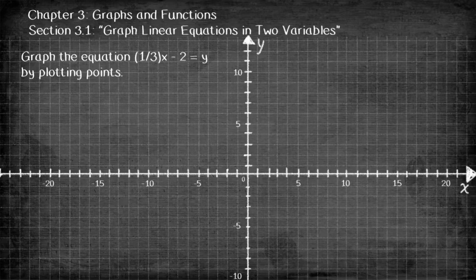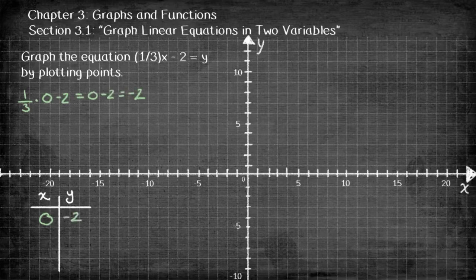Here we have another example. 1/3 x minus 2 equals y. So as I said before, 0 is always a good one to pick for x because anything times 0 is 0. You don't have to worry too much about doing computation. And we want to do as little work as possible. Alright, so for our y value, we get negative 2.